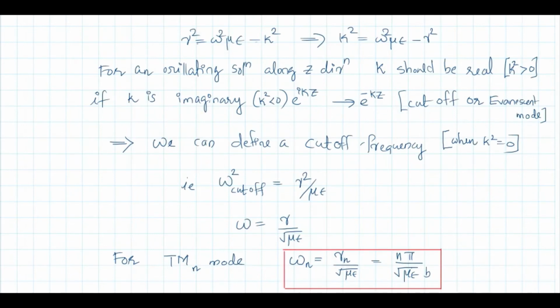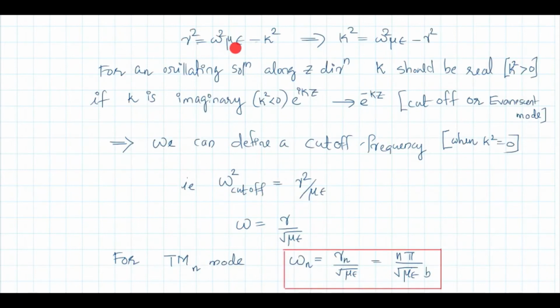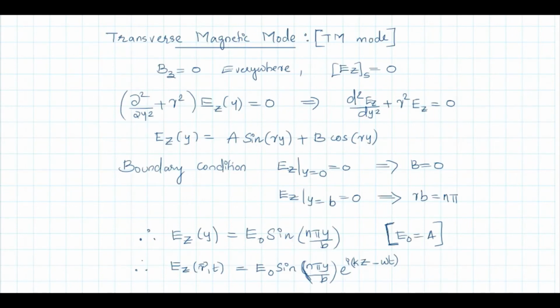Now the important point is here, what is gamma square? Gamma square is actually omega square mu epsilon minus k square. So you can write k square as omega square mu epsilon minus gamma square. For an oscillatory solution along z direction, for an electromagnetic wave propagating along z direction, this k should be real. Why? Because here the z dependence is of the form e raised to ikz. If k is real, you will get an oscillating term. If k is imaginary, then this i and this i both give a minus, and it is e raised to minus k.